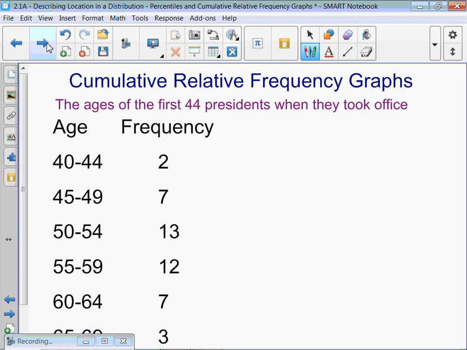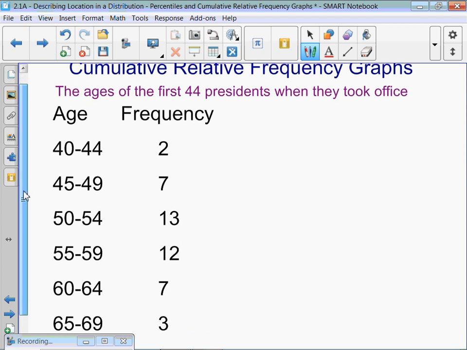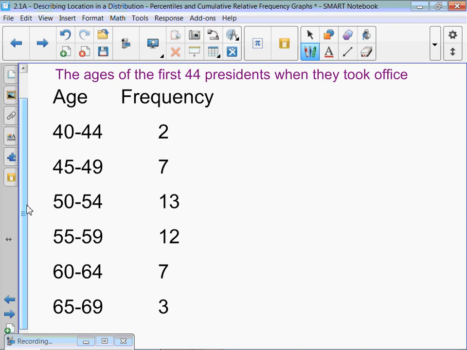Let's also talk about cumulative relative frequency graphs. We're going to talk about the ages of the first 44 presidents when they took office. Of the first 44 presidents, 2 of them were ages 40 to 44, and 7 were 45 to 49, etc. We're going to start by finding the relative frequency. Frequency is just counts. Relative frequency is percents.